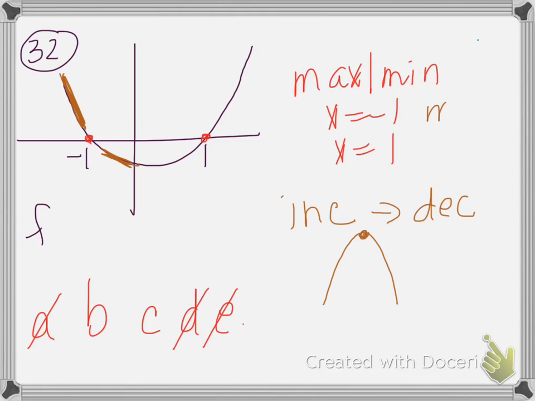Therefore, there has to be a max at x equals -1. So go back to the choices. Does B have a max at x equals -1? Yes. Does C have a max at x equals -1? No. And that's why B is the answer.